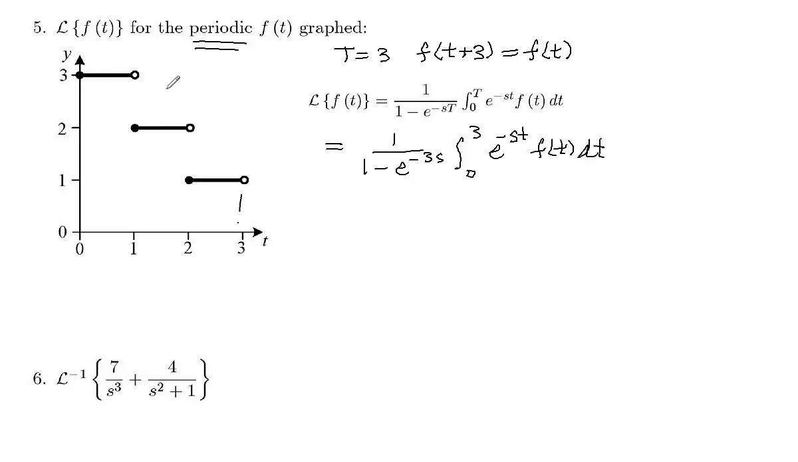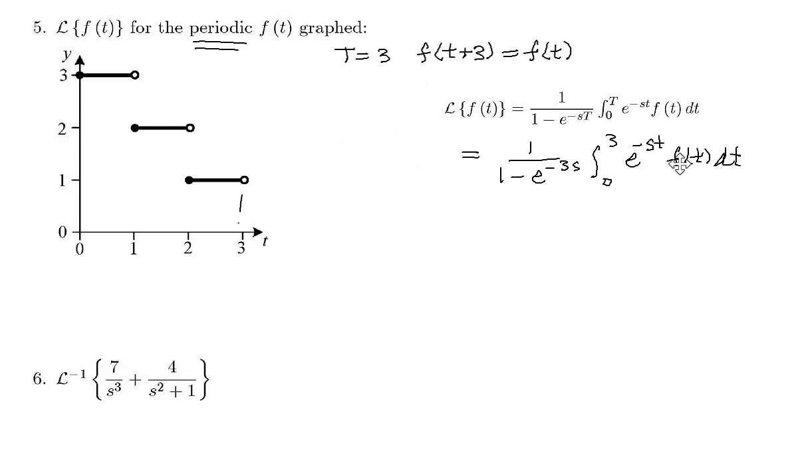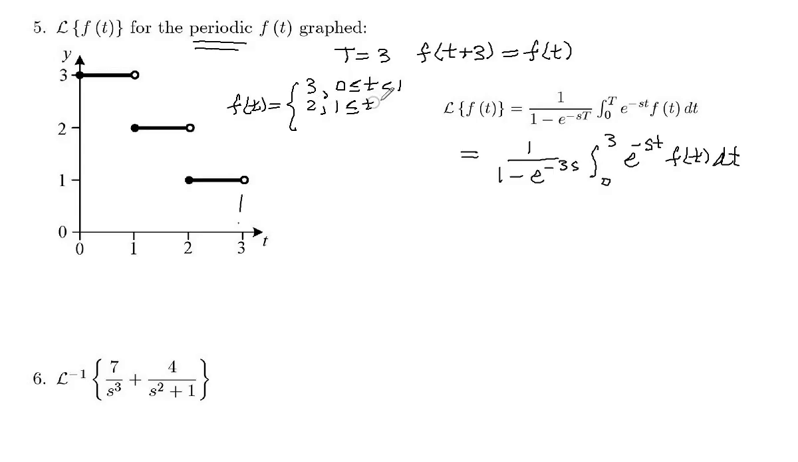Okay, well, our f of t is either 3 or 2 or 1, depending on what interval we're in. So let's go ahead and rewrite our piecewise function here. Our f of t is 3 if you are between 0 and 1, so 0 less than or equal to t less than 1. It's 2 if 1 is less than or equal to t is less than 2, or it's 1 if 2 is less than or equal to t is strictly less than 3.